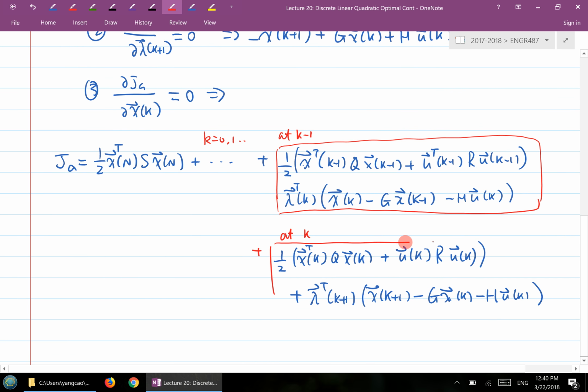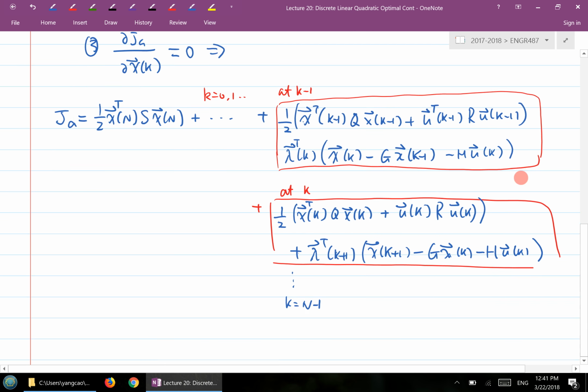And you're supposed to keep going up until k equal to N minus 1 step. And then you can write that down, but that's not necessary because I'm going to take a partial derivative. See, this is basically what J A is. If you expand everything, you get a whole bunch of terms. That make sense? Now, for the third step, we're taking the partial derivative of this function.